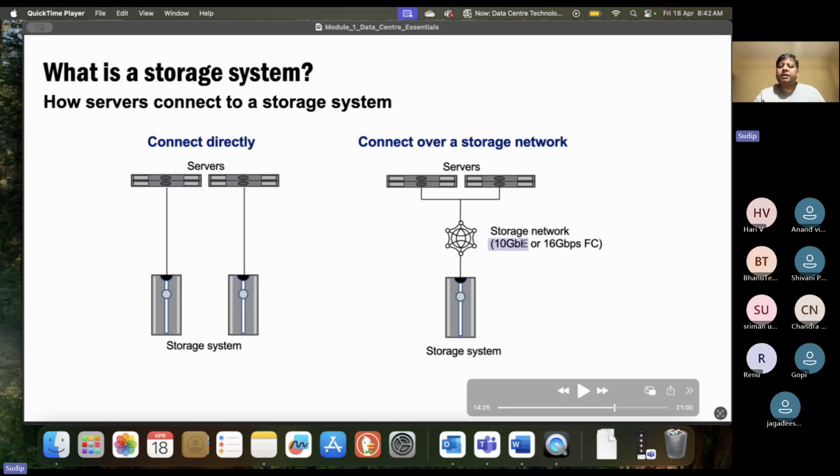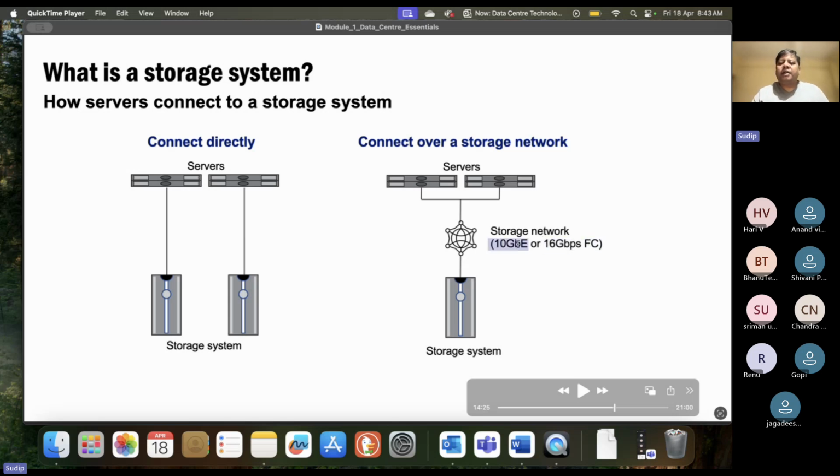Okay, you can see here it is written. One kind of connectivity is written as 10GbE, capital G, small b, capital E. We will understand what this is. And then something is written as 16 Gbps FC. Okay, so let us dwell a little bit into this.